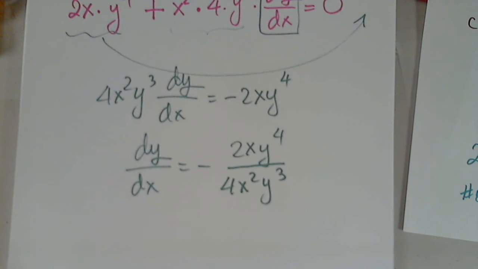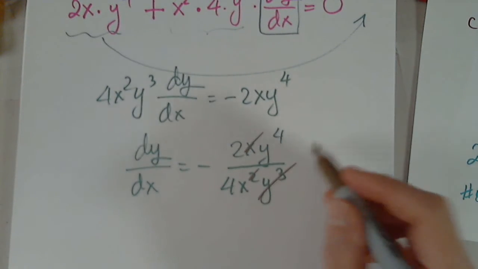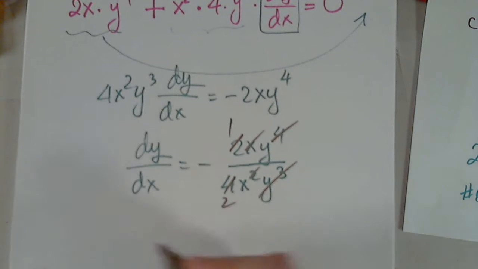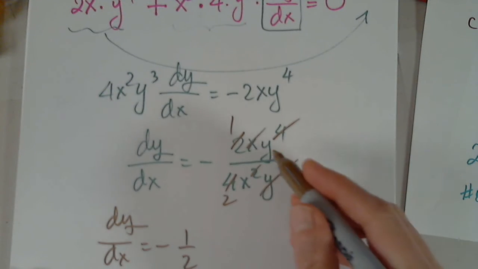Yes, I will simplify right now. What can I simplify by? I'll simplify by 1 x. I'll simplify by 3 y's. And I'll simplify by 2. So then dy over dx becomes negative 1/2 y over x.